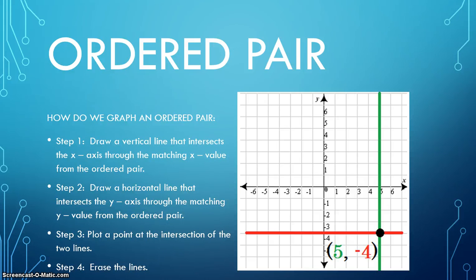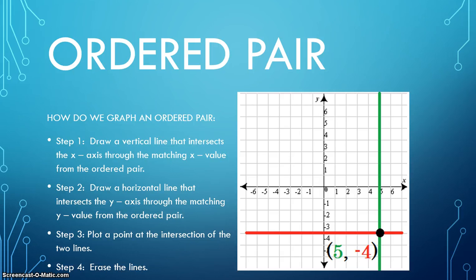Alright, so ordered pairs, and remember we talked about how we graph. It's 4 steps. Draw a vertical line that intersects the x-axis with the matching value according to the ordered pair. The second step is draw the horizontal line that goes to the y value of the ordered pair. Third is plot a point at the intersection of those two lines, and 4 is erase. So far all we've done is review.